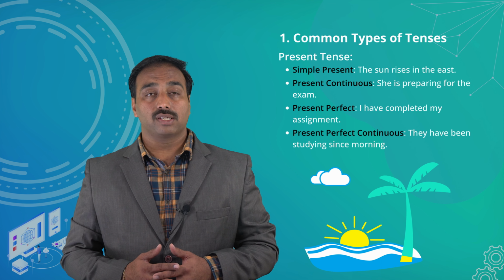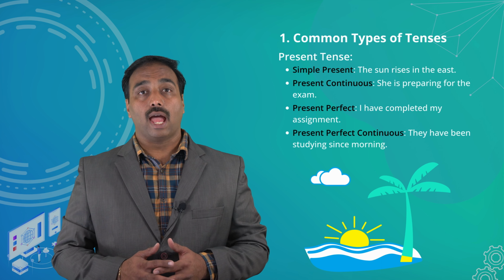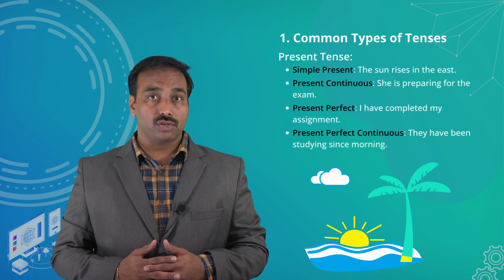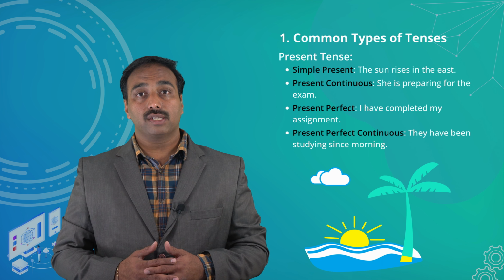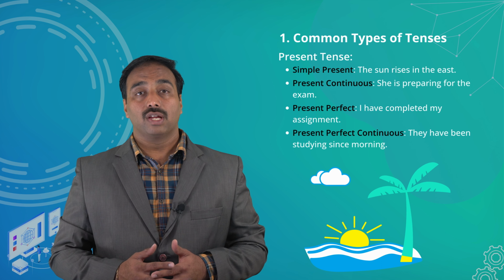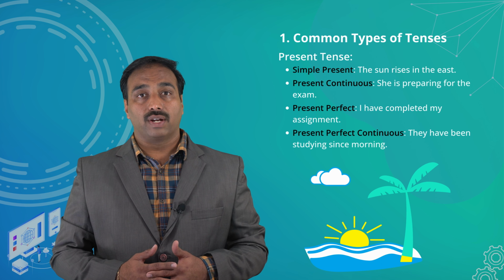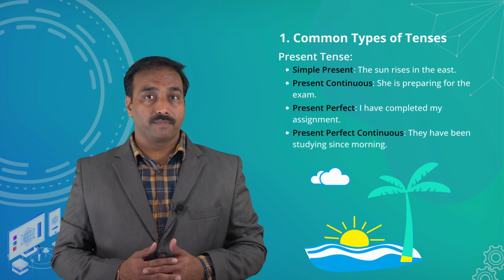For example, the sun rises in the east. Present continuous is used for actions happening now or temporary situations. Example, she is preparing for the exam. Present perfect is used for actions that are completed recently or that have a connection to the present. For example, I have completed my assignment.